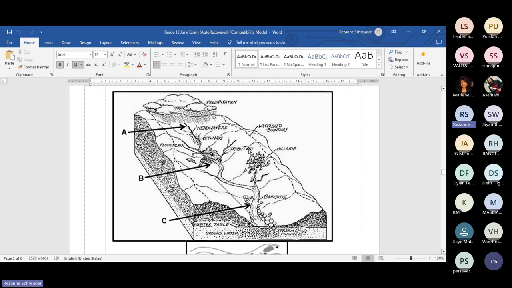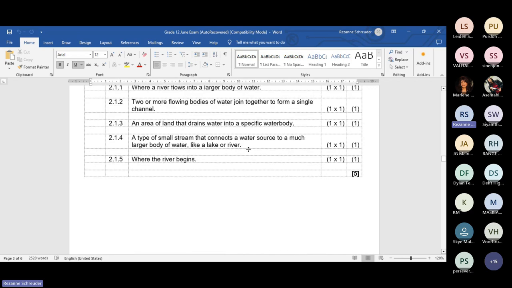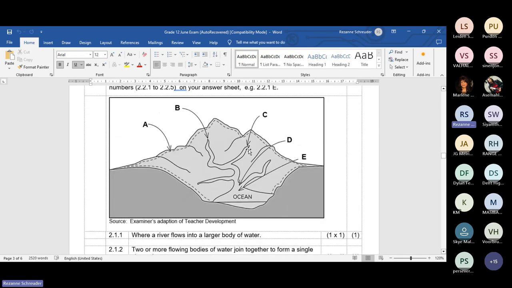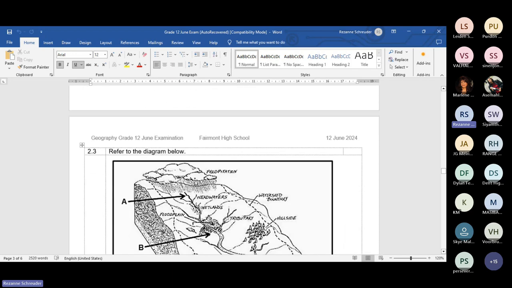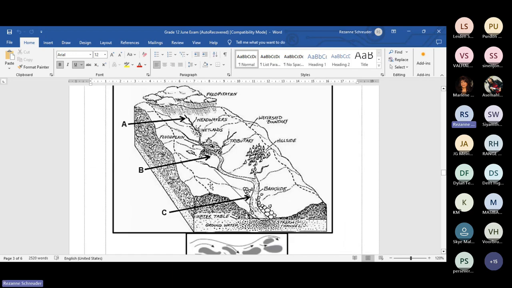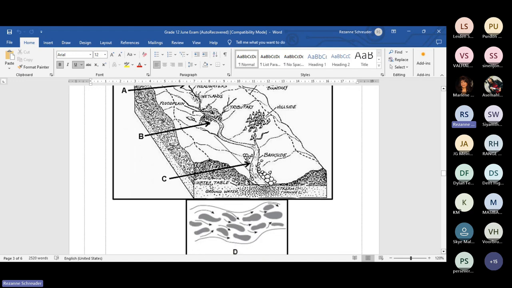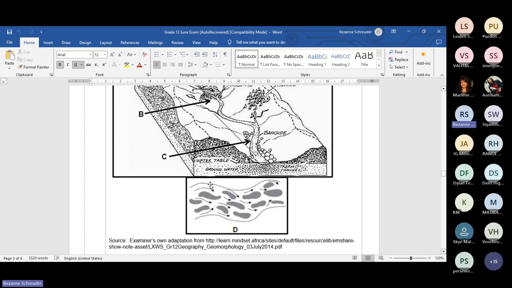And if you have a look at, let me just scroll up quickly, this diagram over here, you can use the next one, this one, to help you with the diagram at question 2.1. One thing that my learners struggled with is this diagram at D, which represents a braided stream where you have your sand deposits, and then the river interconnects through those sand deposits.